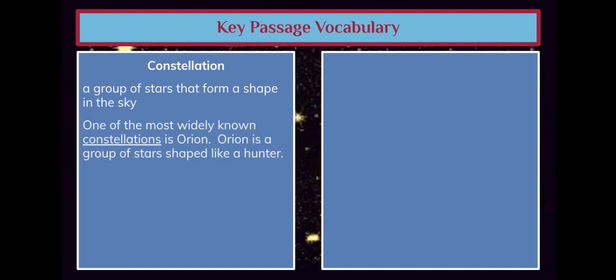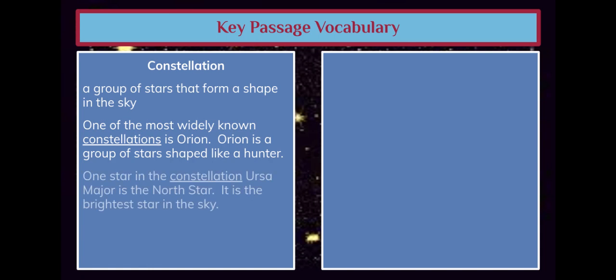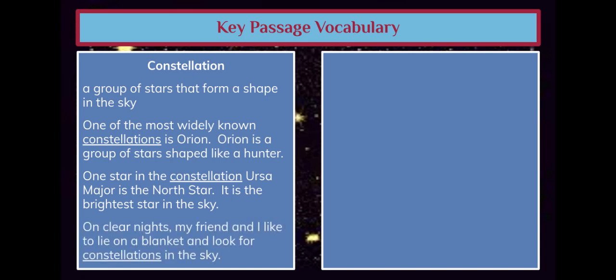One of the most widely known constellations is Orion. Orion is a group of stars shaped like a hunter. One star in the constellation Ursa Major is the North Star. It is the brightest star in the sky. On clear nights, my friend and I like to lie on a blanket and look for constellations in the sky.